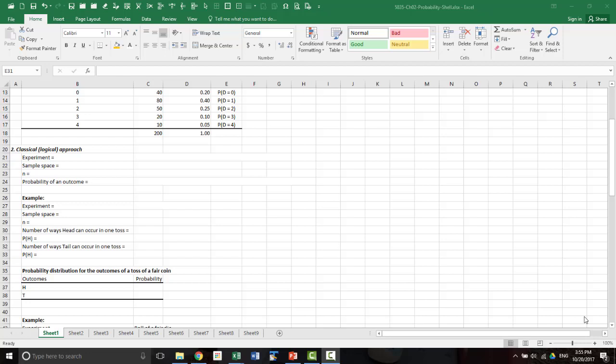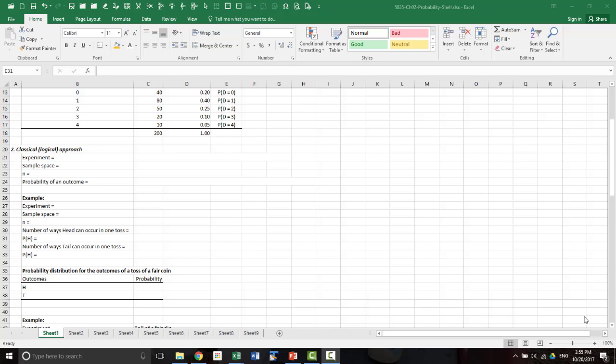Okay, now let's look at the classical or logical approach for developing probabilities. The first one that we saw previously was the empirical approach, where we collected data from the experiment and we calculated relative frequencies.